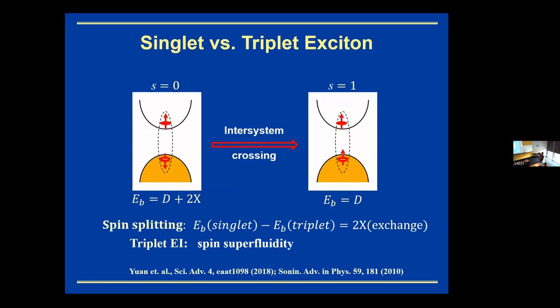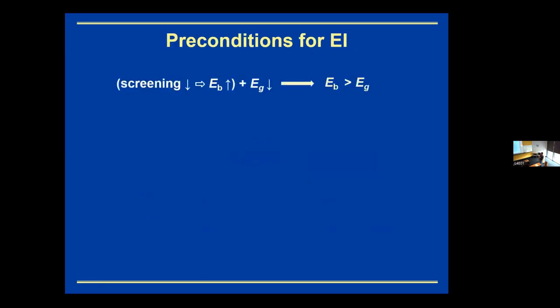On the other hand, for our interest here, if the triplet excitonic insulator states condense, then you have a so-called spin superfluidity, because the charge is neutral but they have spin flow. So this will be a very exotic and interesting phenomenon to be observed.